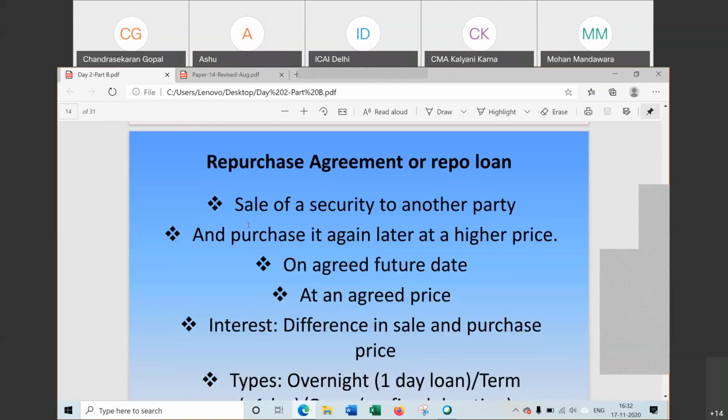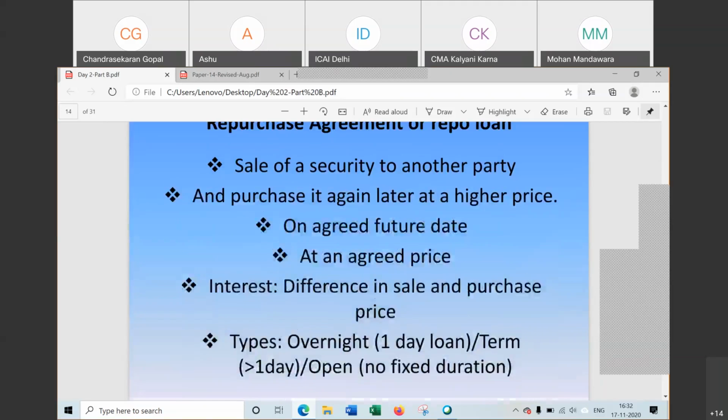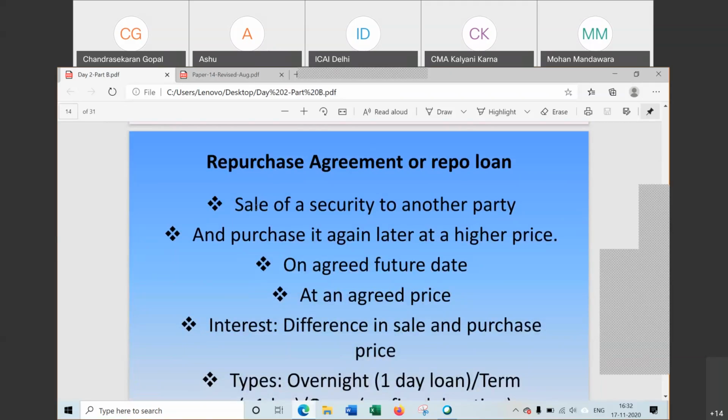Now repo loan, that is repurchase agreement or repo loan. What is a repo loan? It is the sale of a security to another person. First of all, the person sells the security to another party and then purchases it again at a higher price. First, the security is sold for liquidity purposes, and a promise is made to purchase that security at a higher price after a fixed period of time. That date will be fixed and the price will be fixed, that is, the repurchase price will be fixed.